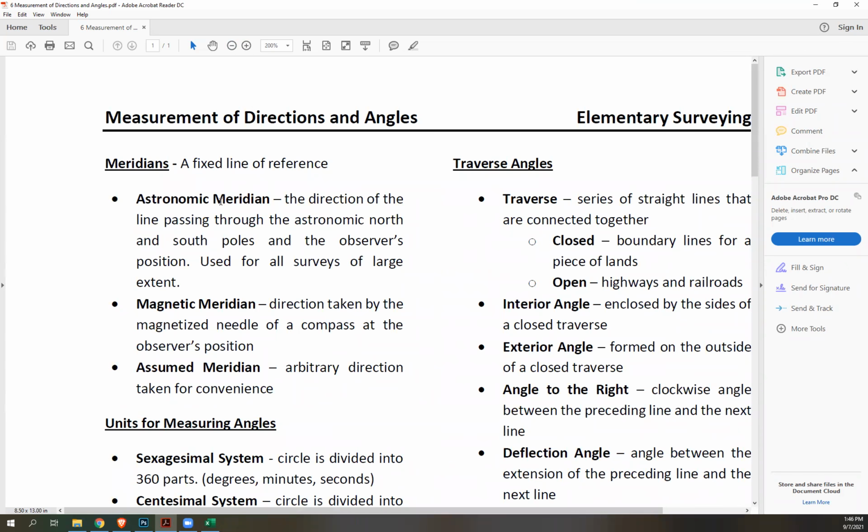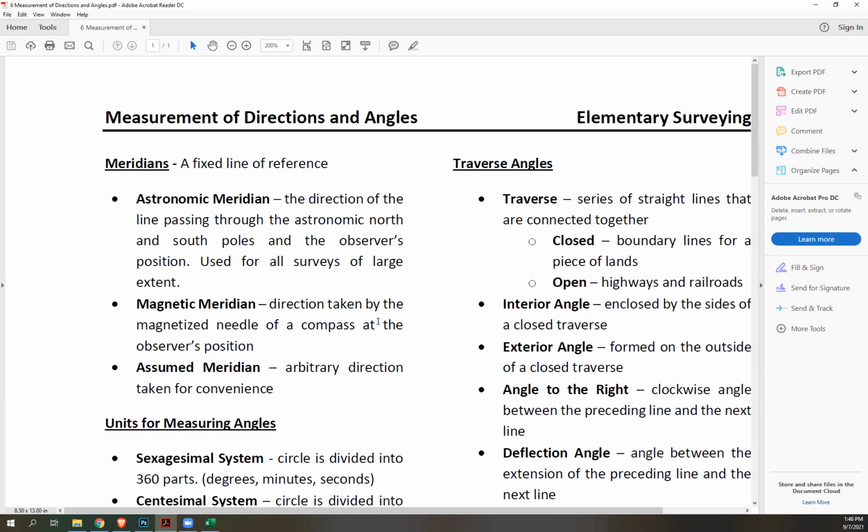First, your meridians. It's a fixed line of reference. We have three types: your astronomic, magnetic, and assumed meridian. Astronomic meridian is the direction of the line passing through the astronomic north and south poles and the observer's position. It is used for all surveys of large extent.